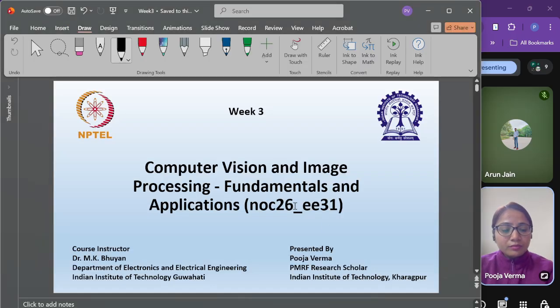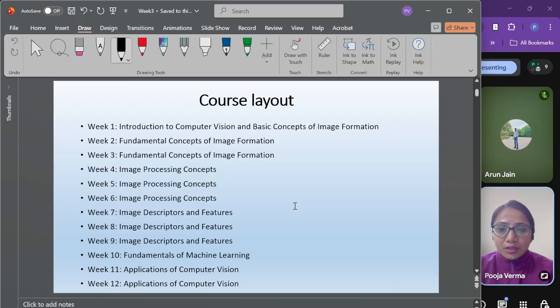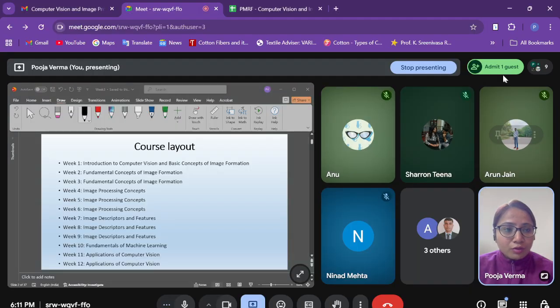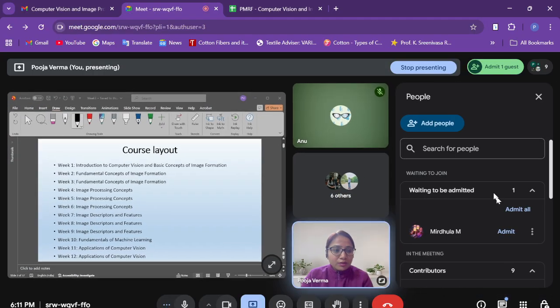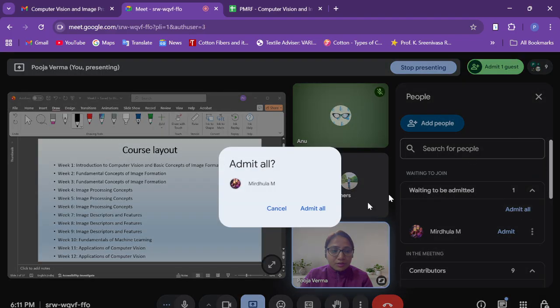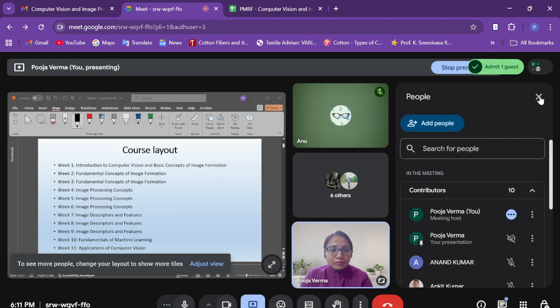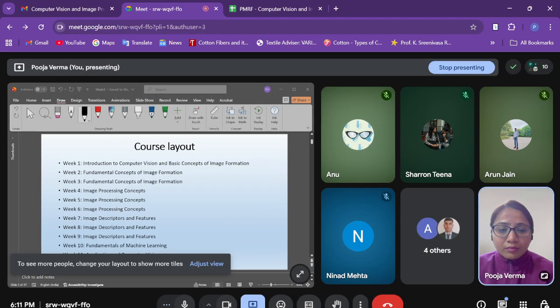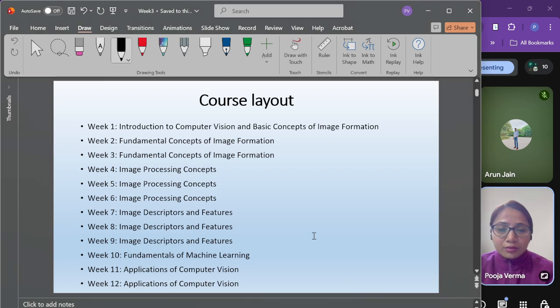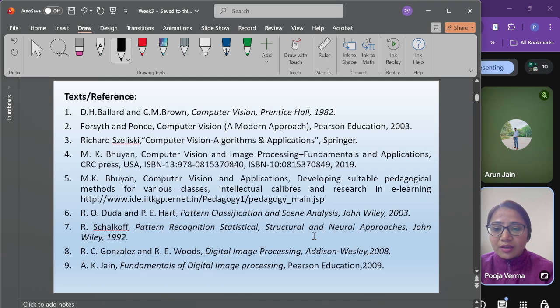So this is week 3. Again, we will go through some concepts and some numerical problems related to image formation. Already we have gone through some questions, so we will solve some more questions here. These are some textbooks and references that have been used for this course.